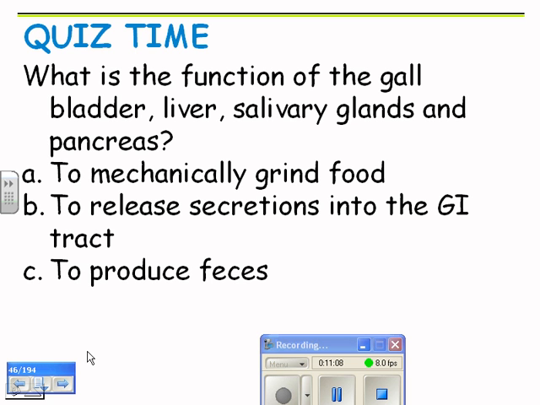What's the function of the gallbladder, liver, salivary glands, and pancreas? So, quiz time. All these things, food doesn't actually go through them. They just release secretions into the GI tract. So that's B.